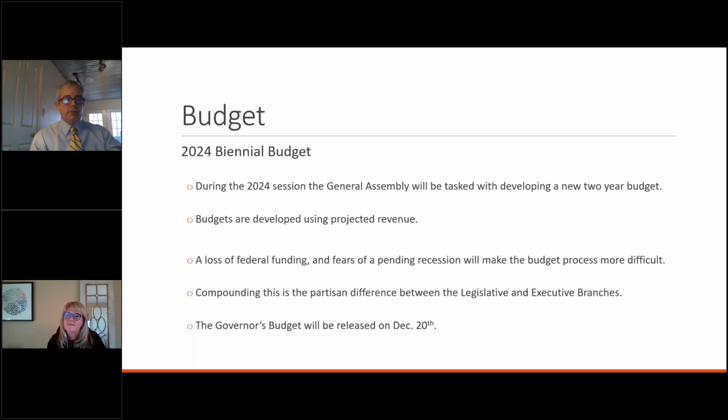So we're going to move on to the budget. Virginia works off of a biennial budget, and so we do that in every even numbered session. So the 2024 session is obviously an even numbered session, and so we will be tasked with developing a new 2-year budget. Our budgets are developed using projected revenue. So when we get more revenue than we thought we would get, we will modify the budget in the next year and we call that the caboose budget. But if we have less revenue than we thought we were going to get, we're going to cut things. And that's always a little bit harder than adding money to stuff.